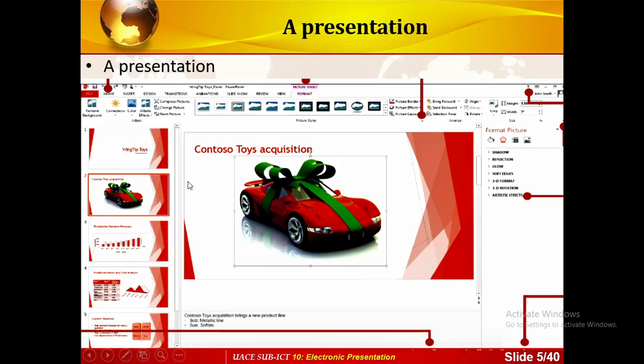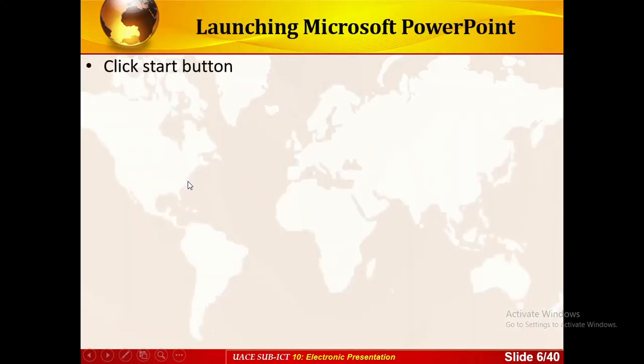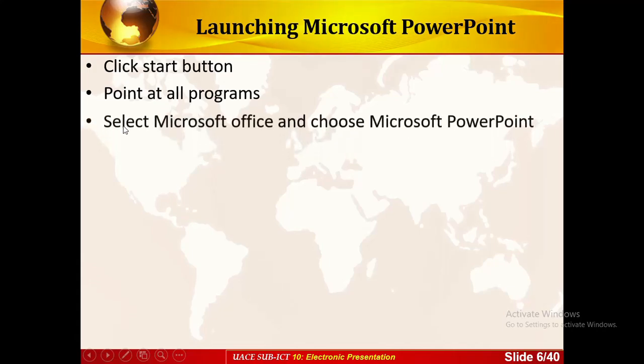Then we have how to easily launch Microsoft PowerPoint. Basically, we always click on the start button, or what we call the Windows button. Then we point at All Programs. After that, select Microsoft Office and then choose Microsoft PowerPoint. These steps generally work on Windows 7.